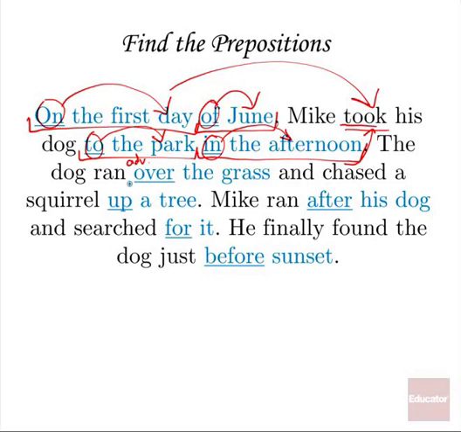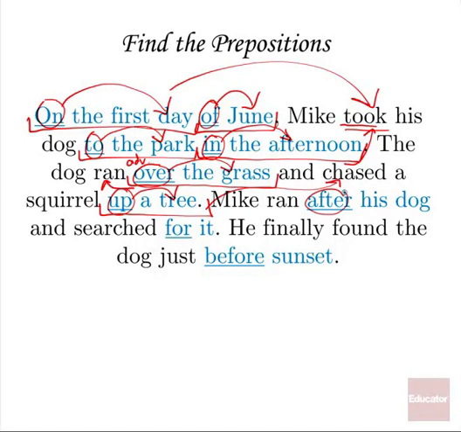The dog ran over the grass and chased a squirrel up a tree. Both of those tell you where something happened. Where did the dog run? Over the grass. It's modifying ran, so it's acting as an adverb. And where did the dog chase the squirrel? Up a tree. Modifying chased, and again, acting as an adverb.